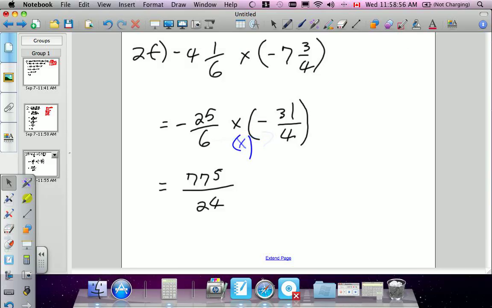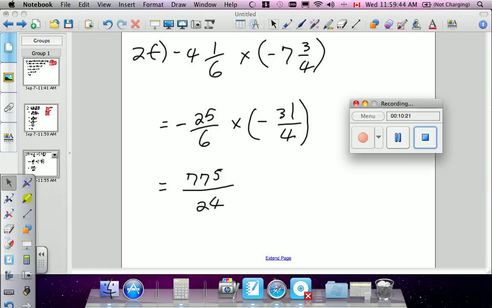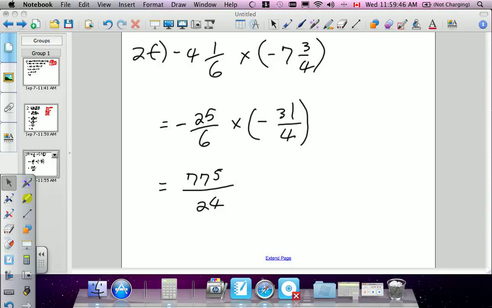Okay, so I have a large fraction. The question doesn't say you have to simplify. We can simplify this fraction. Let's think about it for a second. Okay, so it looks like this is the lowest this fraction goes. So you can leave your answer. I want you guys to leave it in fraction form since we're working with fractions. 775 over 24. That's multiplying fractions.